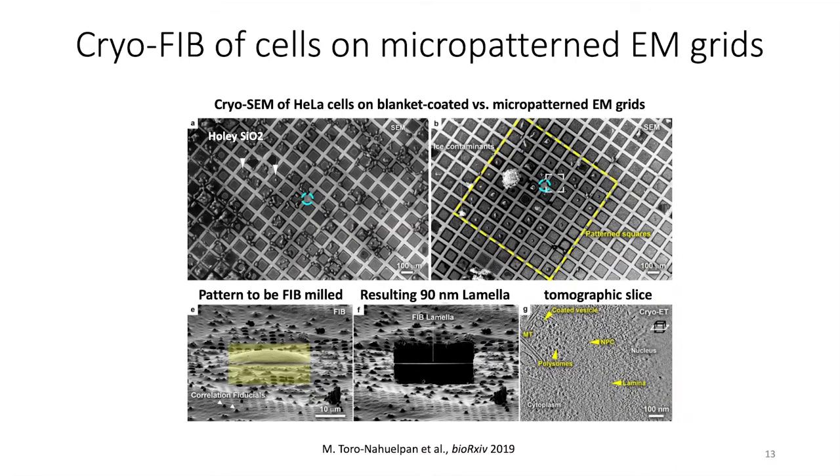What you can see in E is yellow rectangles indicating the patterns for milling. And F shows the 90 nanometer lamella produced from the cell. And G shows a 6.8 nanometer thick tomographic slice of the nuclear periphery of the cell, where a coated vesicle, nuclear pore complex, polysomes, and microtubules can be identified. So the researchers showed that cryo-FIB milling is compatible with micropatterned EM grids and cryo-ET. It's possible that fluorescent micropatterns can even potentially be used to guide cryo-FIB milling of cells for cryo-ET.